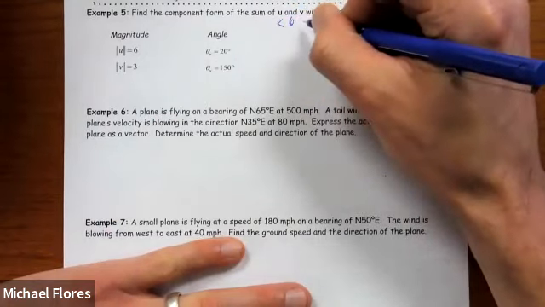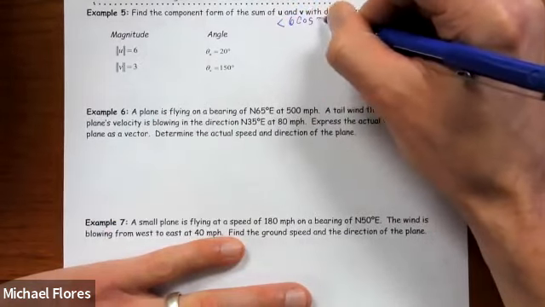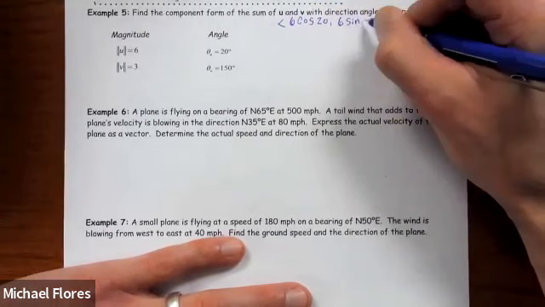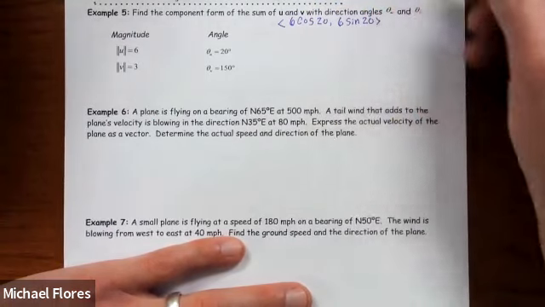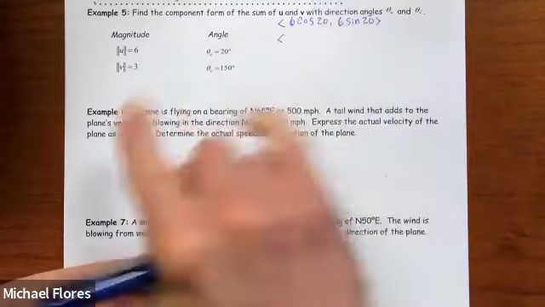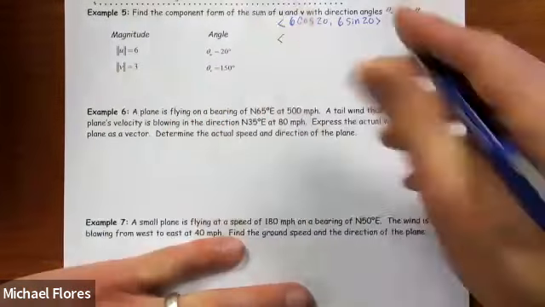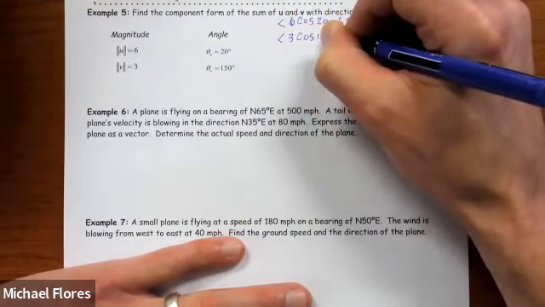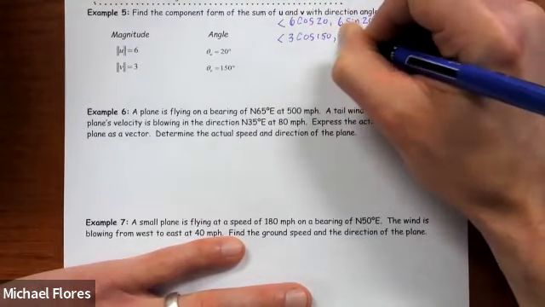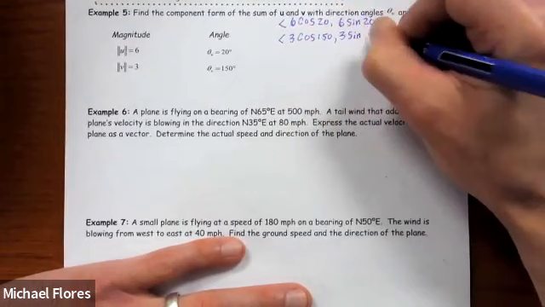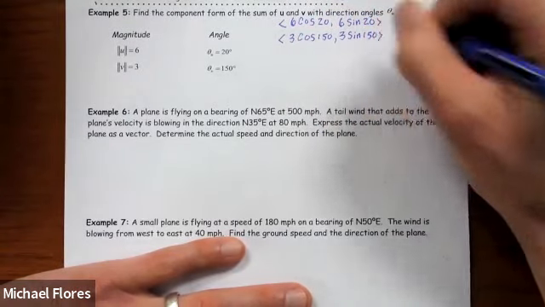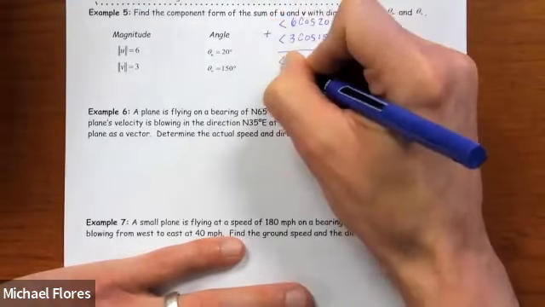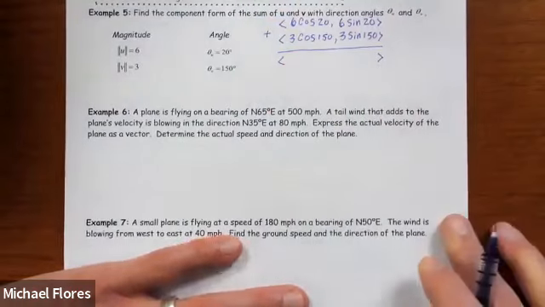So 6 cosine 20 degrees, 6 sine 20 degrees. Now I'm going to set up another component vector using this bit of information. So 3 cosine 150, 3 sine 150. And we are going to add these 2 component vectors together, and that's going to give us our resultant vector.